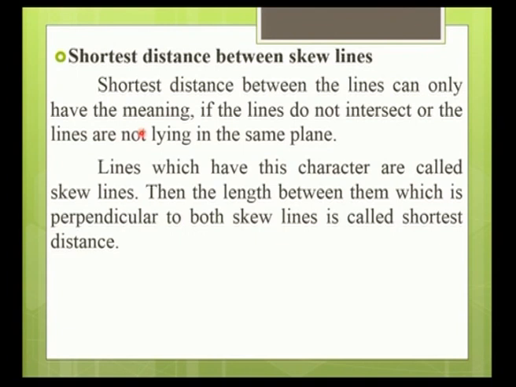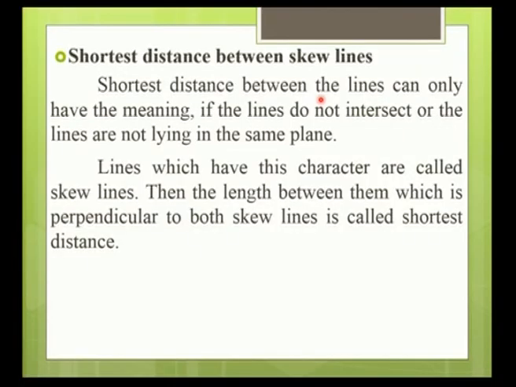Next, shortest distance between skew lines. That's the next topic we are going to discuss. If two lines are non-intersecting, then the shortest distance between the two lines can be obtained using coordinate geometry. First, the shortest distance between the lines only has meaning if the lines do not intersect or the lines are not lying in the same plane.